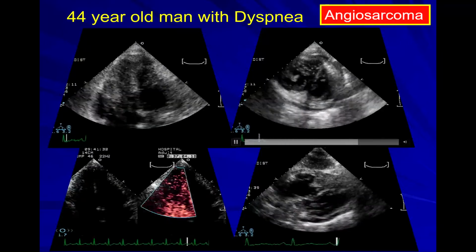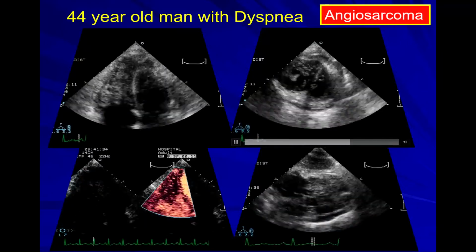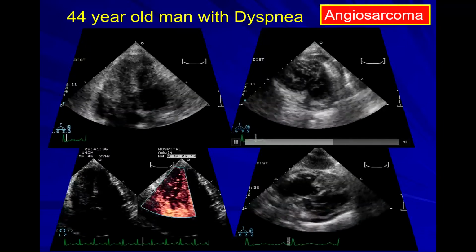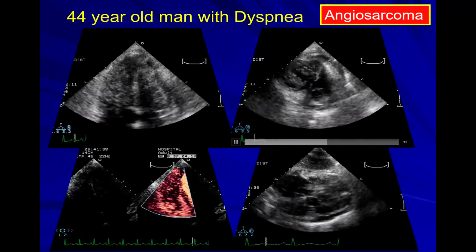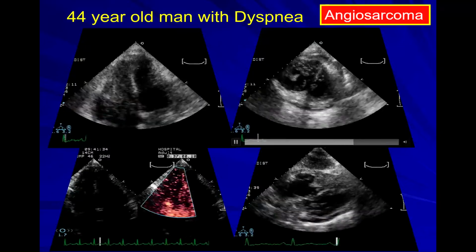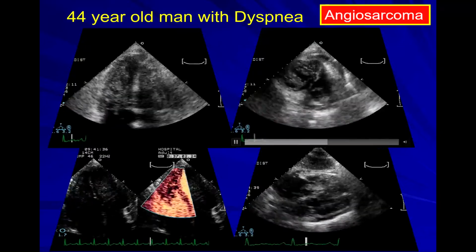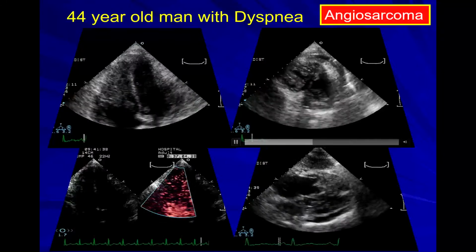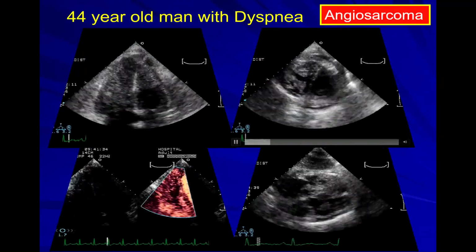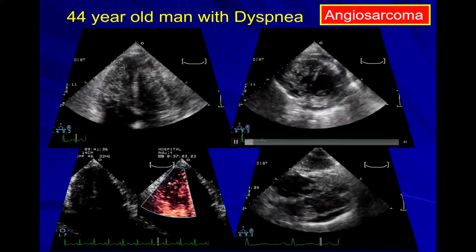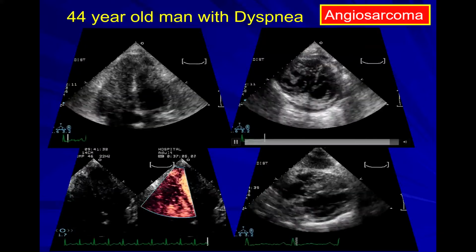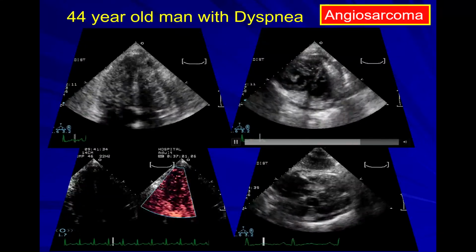On the upper right-hand panel, you can see there's a small circumferential pericardial effusion. On the bottom left-hand panel, with contrast, you can see the little speckles inside there. That means it's perfusing. So tumors always perfuse, benign and malignant. Malignant ones usually perfuse more because they have more of a blood supply. So that's concerning. And then in the bottom right-hand panel, again, you can see the regional wall motion abnormality.